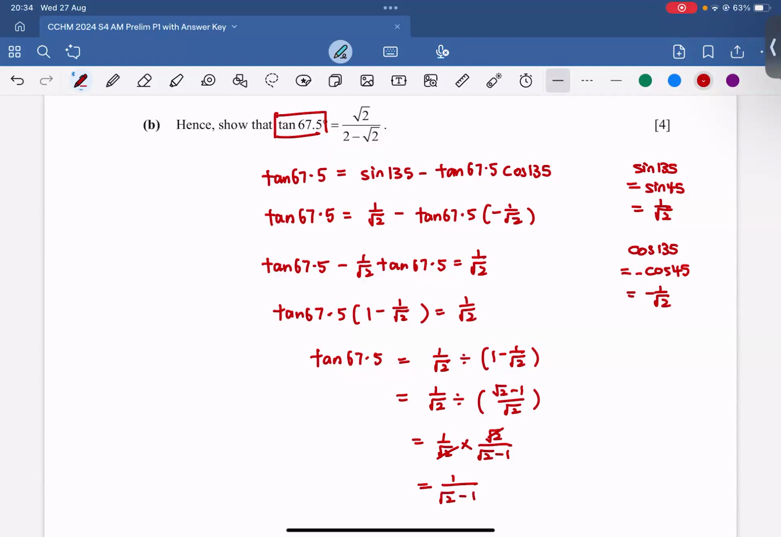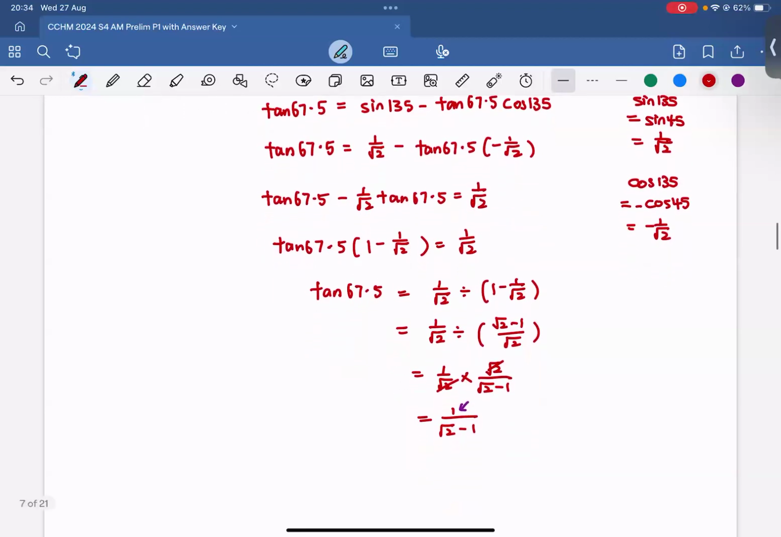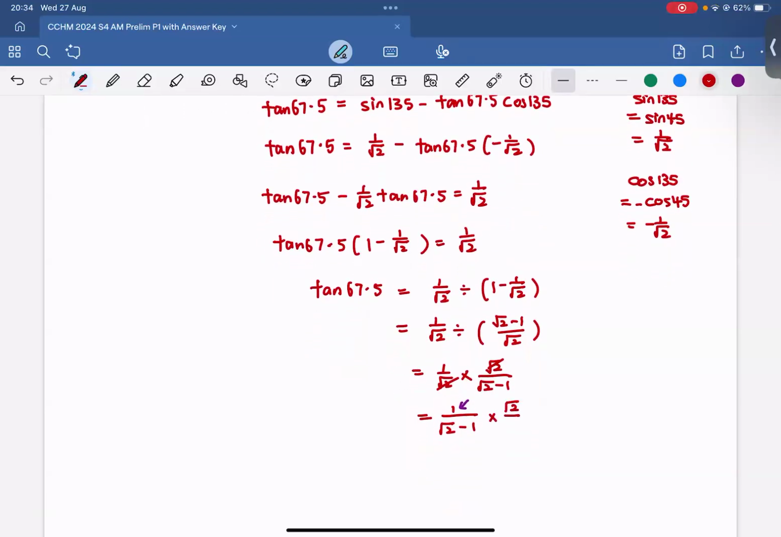Okay, we have to compare. Don't just rationalize blindly. Go and compare, see what the question wants. So you can see that here is 1, but the numerator is square root 2. So to make it happen, we have to multiply by square root 2 over square root 2. So this will become square root 2. This will become 2 minus square root 2.